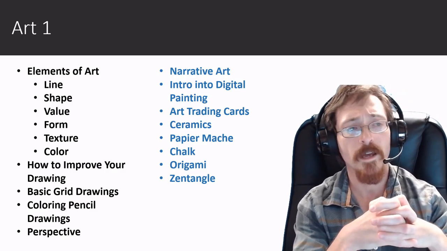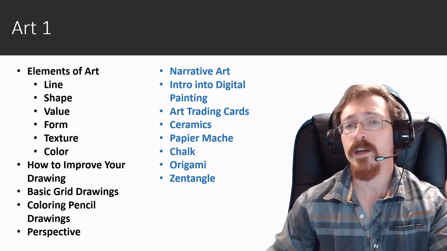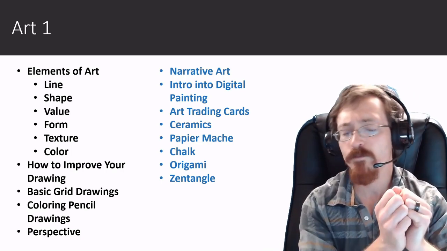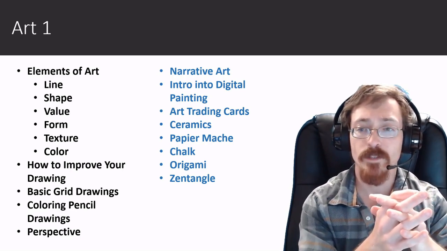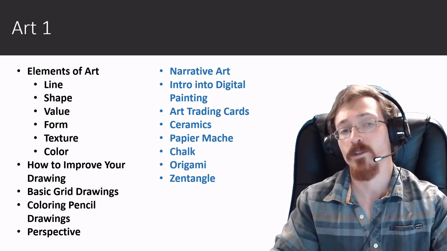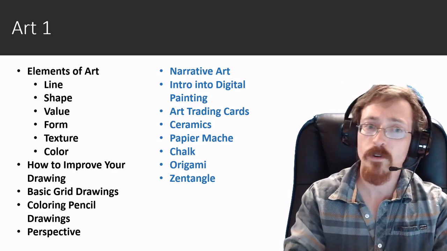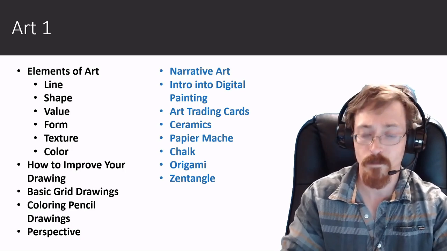The lessons that I have listed on the right are lessons that we might get to if we get the chance or the opportunity. If time permits and we go through all the lessons on the left, then the lessons on the right, which are in blue, are ones that we can look into. However, if we don't get to these lessons, that's fine because they will be covered in Art 2.